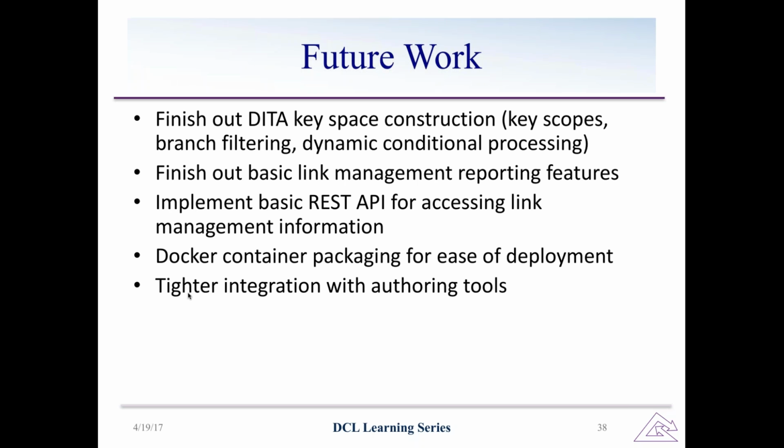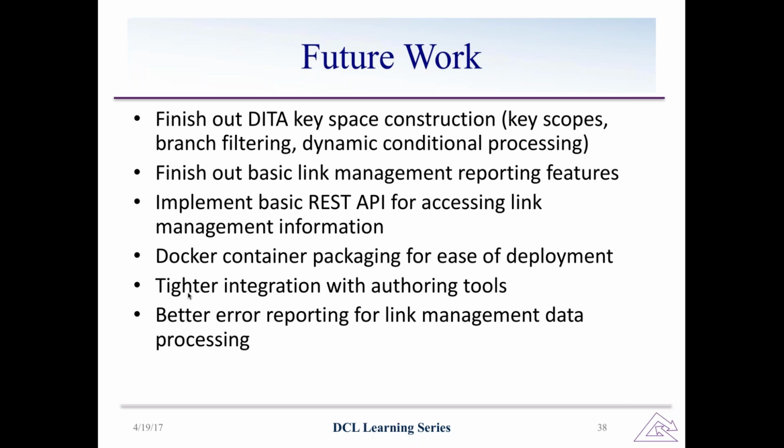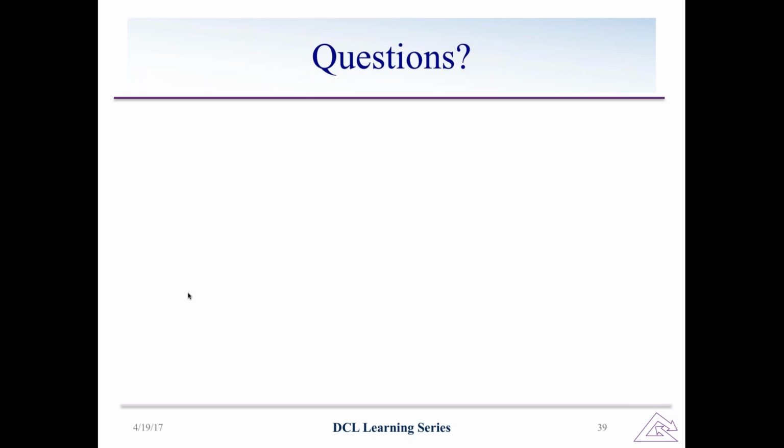Packaging everything up as Dockers, that's now pretty well there in the DITA for Small Teams Docker project, and then some tighter integration with authoring tools. Right now, I don't have any real tight integration. And better error reporting for link management data processing. So when you're processing these documents, if things are not authored correctly, or there's some link that can't be resolved, right now, I don't really have a good way of reporting that. I need to make that better. Oh, and of course I need to document it. All right. So that's where we are. So any questions?